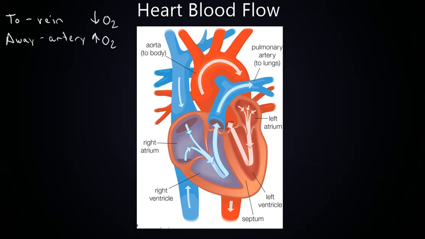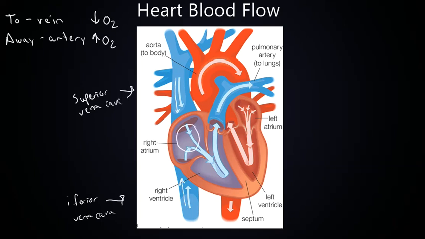decreased oxygen saturation. The blood flow starts with our inferior and superior vena cava. Inferior vena cava is called such because it is below, and the superior vena cava is called such because it is above the atrium. Blood flows from the superior vena cava as well as the inferior vena cava into the right atrium.